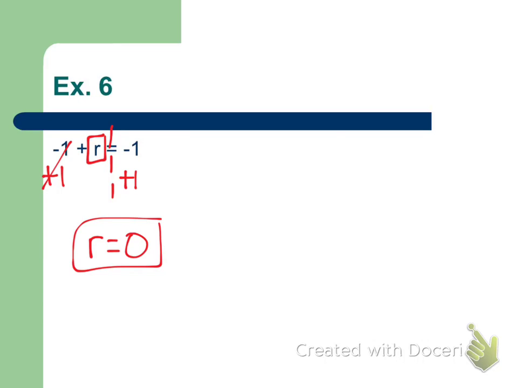And we could plug it back in to check it. Negative 1 plus 0. Does that equal negative 1? Well, negative 1 plus 0, adding 0 doesn't change a number. So yes, we got it right.